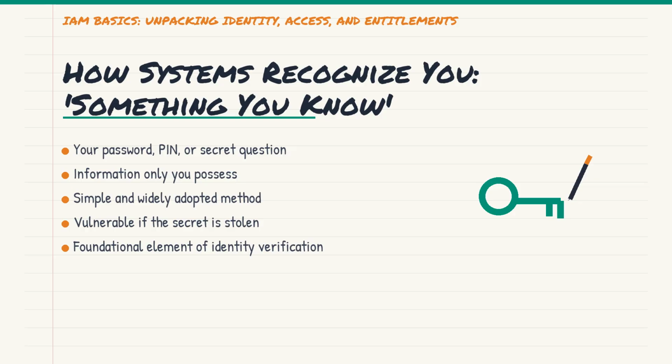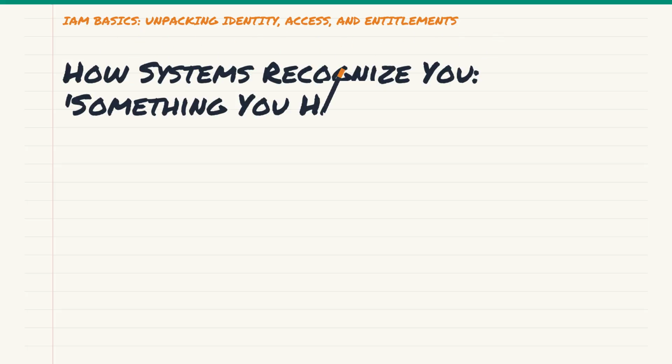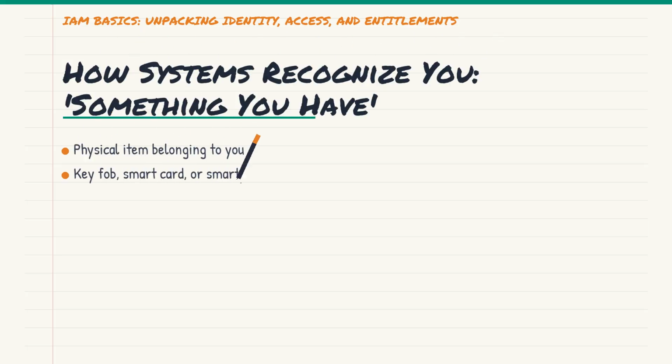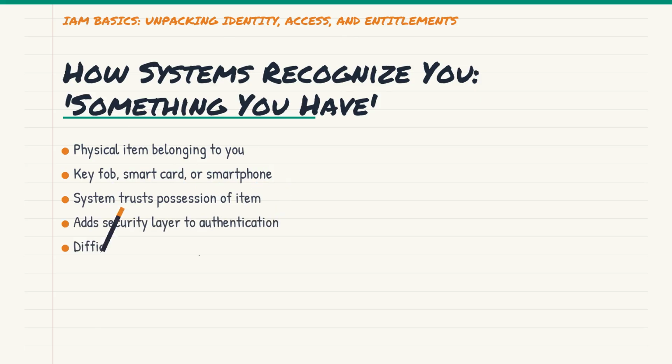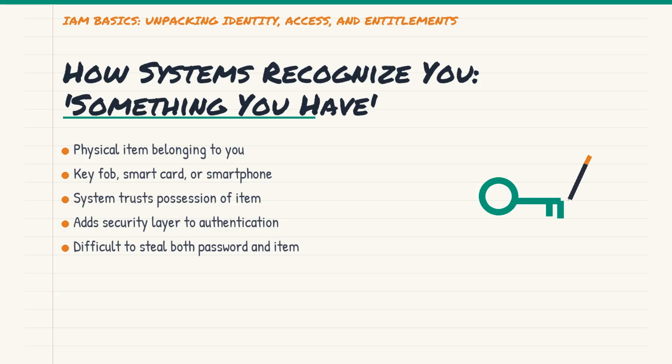However, if that secret information falls into the wrong hands, your identity can be compromised pretty quickly, which is why strong passwords are so critical. Next up is something you have. This is a physical item that belongs uniquely to you, like a key fob, a smart card, or your smartphone. When you use your banking app and it sends a code to your phone, that's something you have in action. The system trusts that if you have the physical device, you are indeed who you say you are.